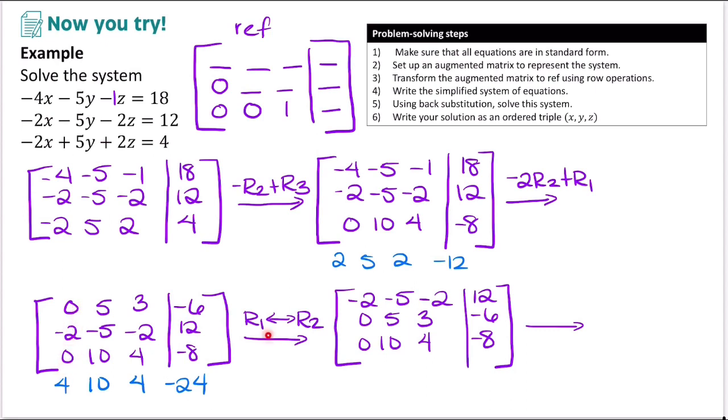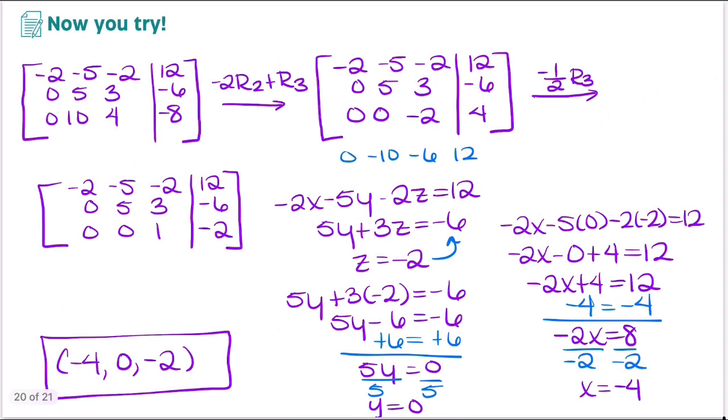Then, of course, I needed to do row swapping to get my zeros to come down to the bottom of the matrix. So after that, I went ahead and did negative 2R2 plus row 3 so that I could get this 5 to become a negative 10 so that it would cancel out this 10. So then once I did that, I did negative 1/2 row 3 because all I needed to do was turn this negative 2 into a 1 to get into row echelon form. So now this matrix is in row echelon form.